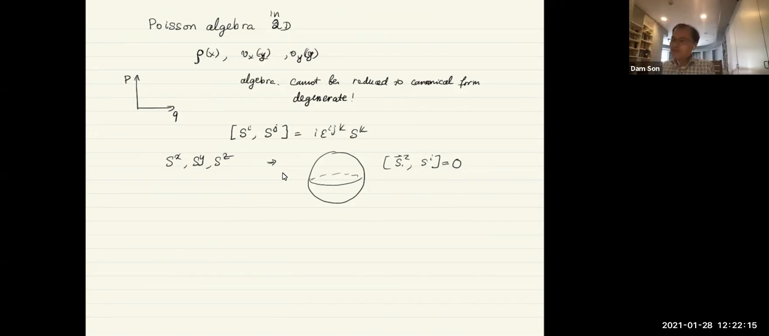So in 2 dimensions, the fact that we have three fields instead of an even set of fields seems to be related to the existence of an infinite number of Casimirs.